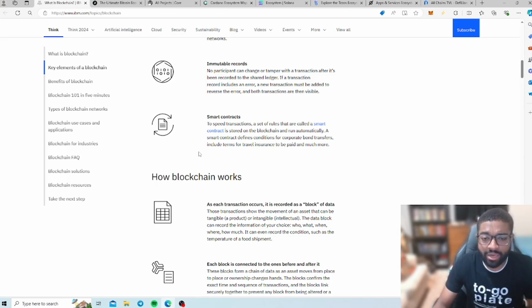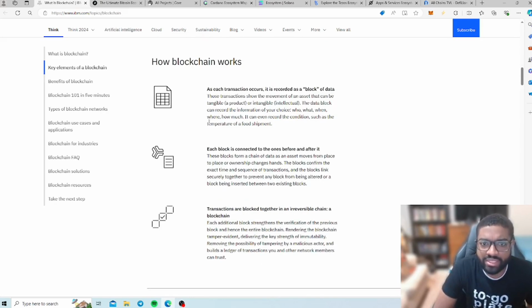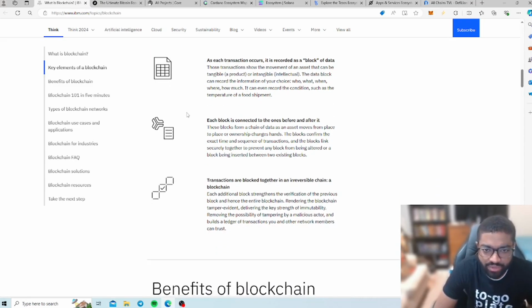So that is a parallel as far as understanding that smart contracts are just a list of set instructions or conditions. Once that transaction is recognized, it completes that list of transactions and conditions and automatically goes through. So how a blockchain works: as each transaction records, it records as a block of data. Those transactions show the movement of an asset, which can be tangible or intangible. The data block can record who, what, when, where, and how, and even record conditions such as the temperature of a food shipment, like I was covering before.